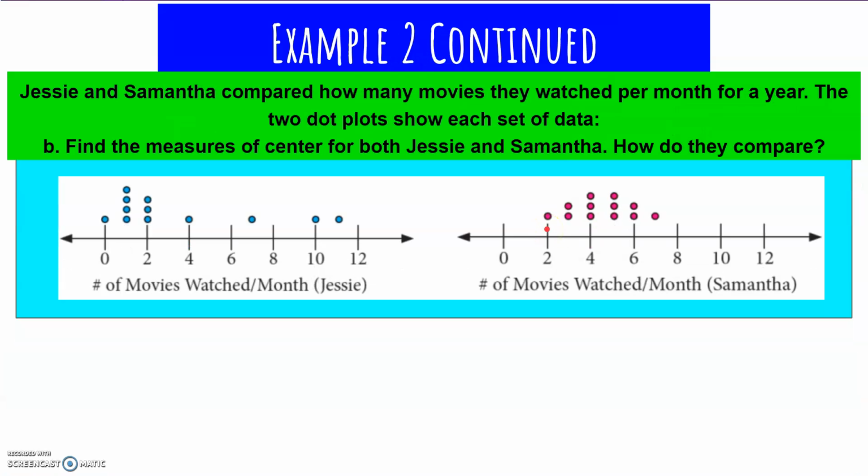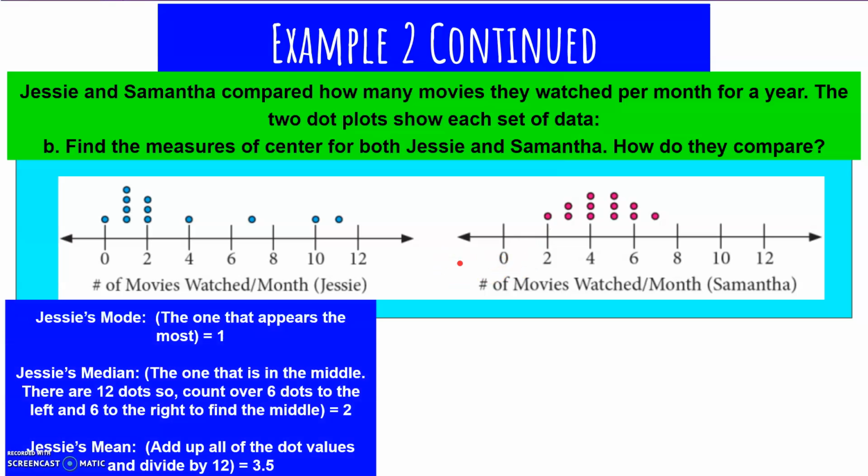Let's find the measures of center for both Jesse and Samantha and see how they compare. Jesse's mode is 1. There were 4 months when he only watched 1 movie. His median, that's the one in the middle, so there's 12 dots because there's 12 months. So if we count 6 to the left and 6 to the right, we end up here over the 2. So our median here is 2.